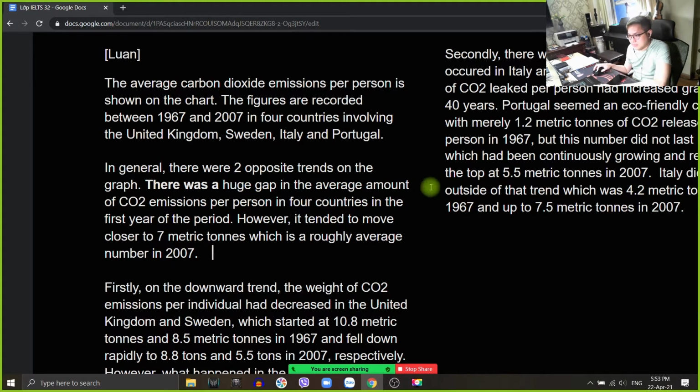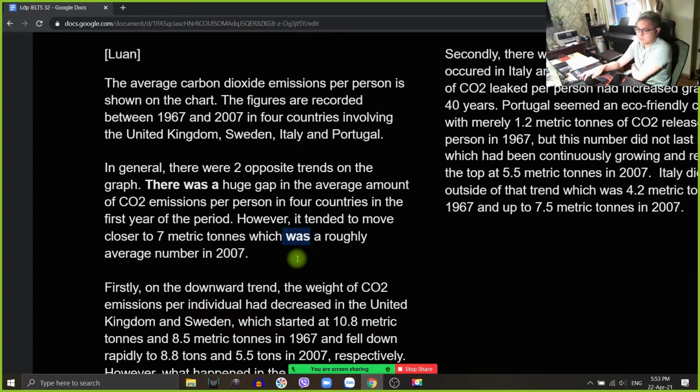Đó có khoảng trống trong cái tổng lượng CO2 thải ra trên một người ở 4 đất nước ở cái năm đầu tiên, nhưng mà nó có xu hướng là nó đi gần đến 7 metric tons, mà là một cái gọi là trung bình, sơ trung bình đó, xấp xỉ vào năm 2007. It tended to move closer to 7 metric tons, which was... quá khứ nha, cẩn thận với cái thì sử dụng. Be careful with your grammar.